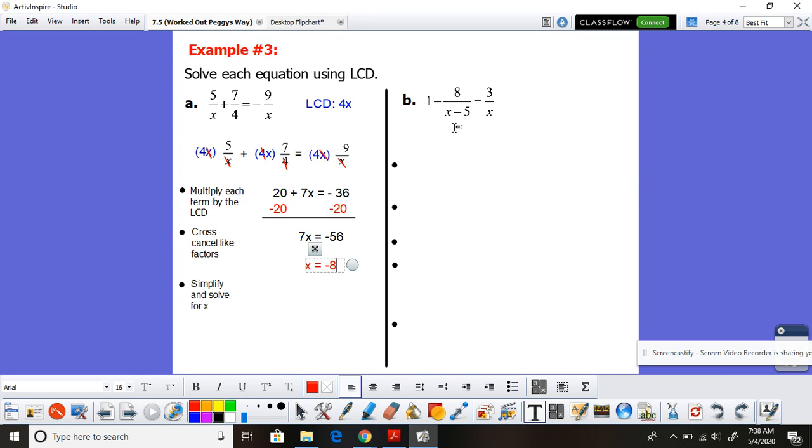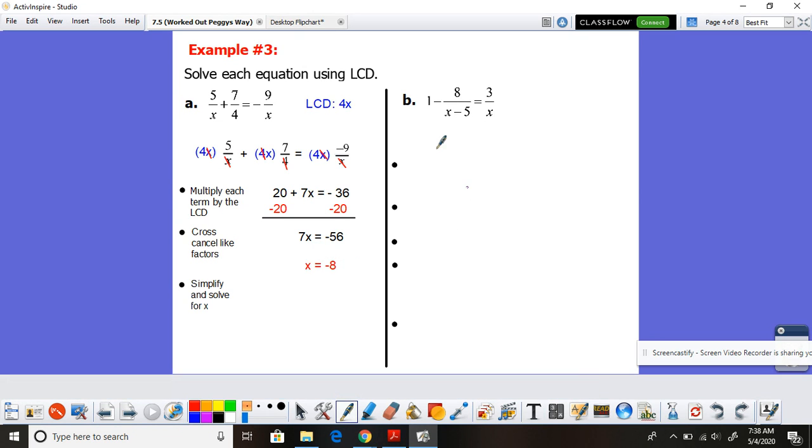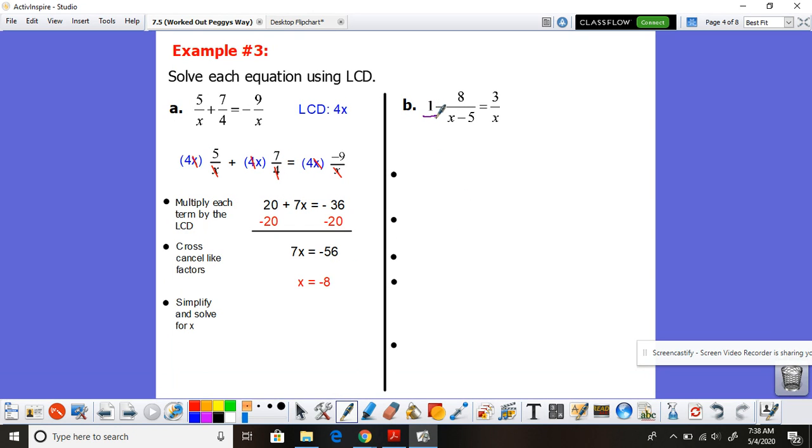All right, so let's do the same thing over here. For some of you, you like putting this over 1. It doesn't really matter. If that one makes you feel better, do it. But once again, we're going to find our LCD. Well, our LCD, x is simplified as much as it can be. x minus 5 is simplified as much as it can be. So we're just going to multiply them together.